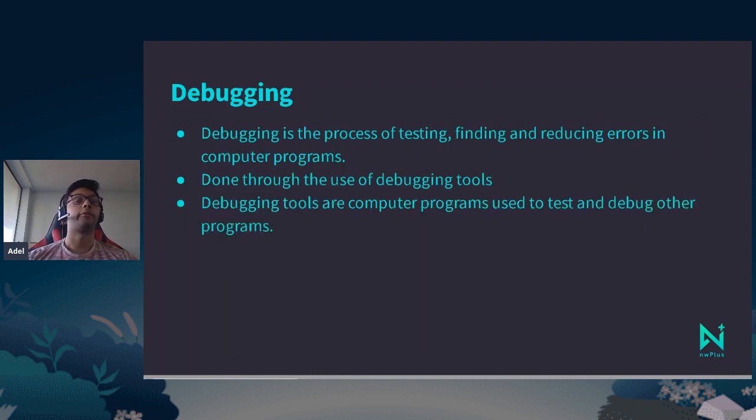Debugging. Another really important part of the IDE process, or the development environment, is debugging. Debugging is just being able to test your code, and find and reduce errors. It's usually done through really good debugging tools, and a lot of modern IDEs have debugging tools in them. Debugging tools are just computer programs that basically let you test the code.